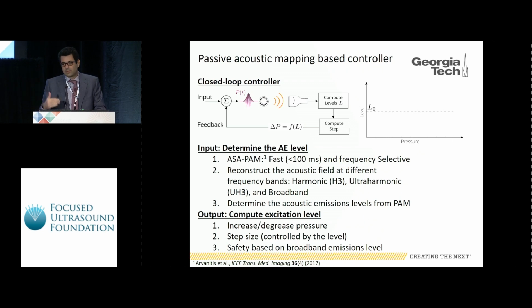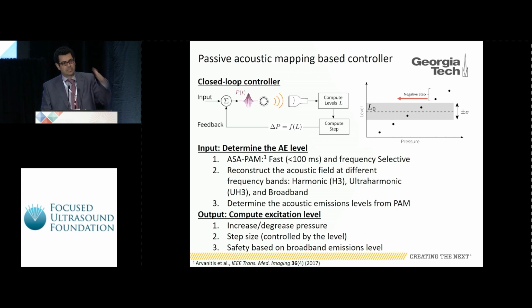So using the passive acoustic mapping, we determine the acoustic emissions level, and then the controller determines whether we can increase the pressure if the acoustic emission level is below the threshold that we set, or decrease the pressure if it is higher. The controller also adapts and adjusts the step size depending on a predetermined trajectory that we have provided to it, which is based on cavitation threshold data, and also has an embedded safety state where if we detect broadband emissions, then we take a maximum negative step.